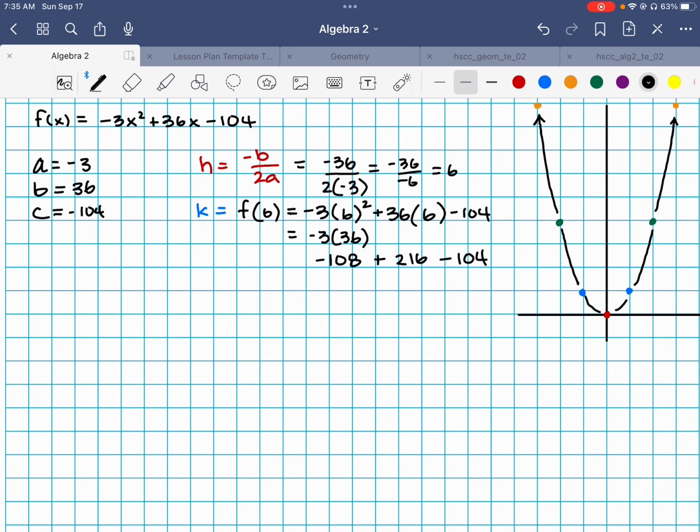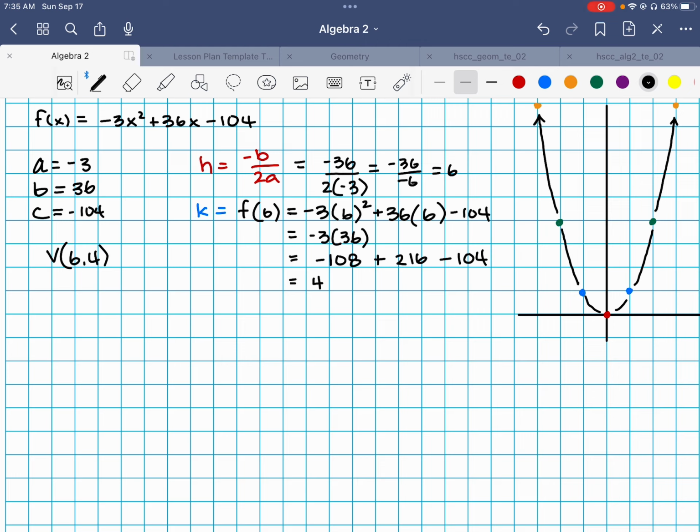All right, now notice this right here. We've talked about this before, that this number and this number should always be double or half of each other when doing the vertex. So that's a second double check on that. All right, so we do the math now, and this comes out to positive 4. And we've now found our vertex. Our vertex is located at the point (6, 4).